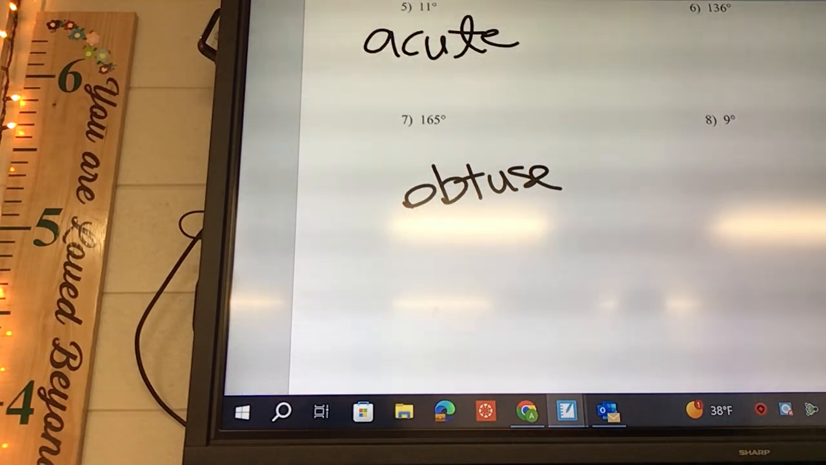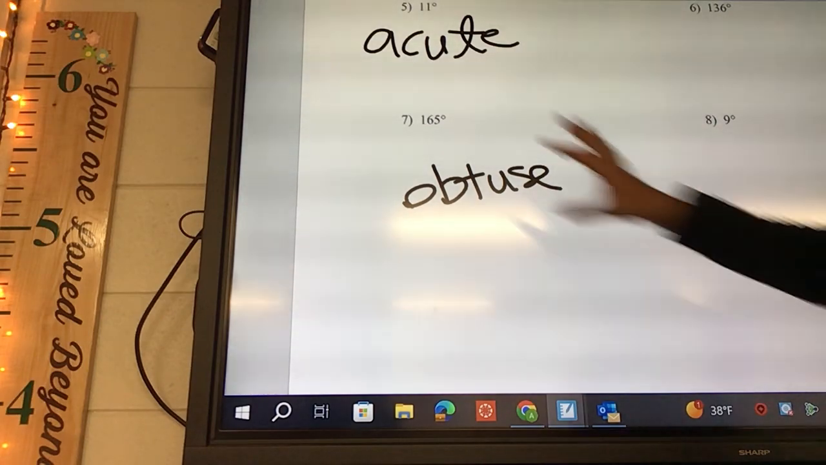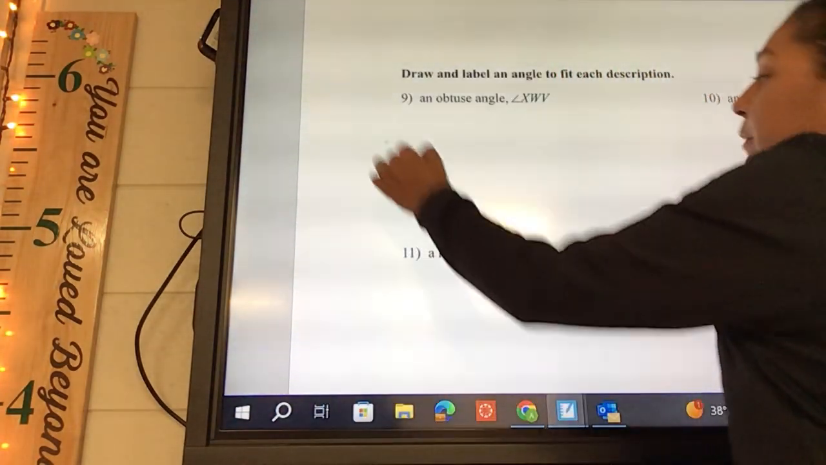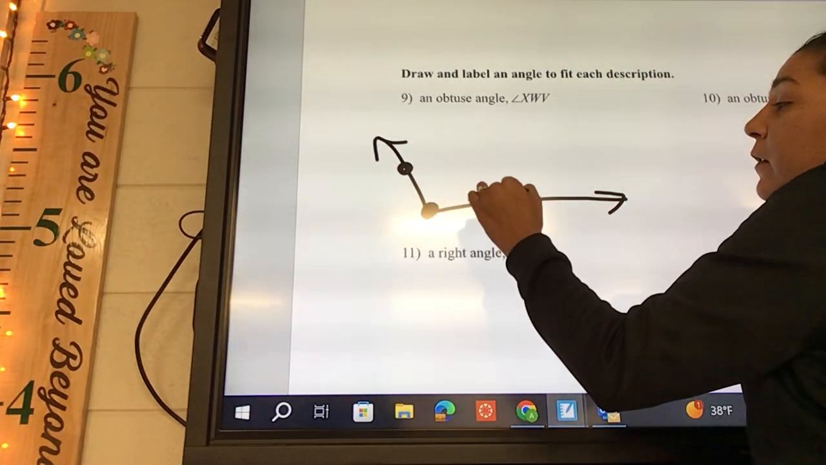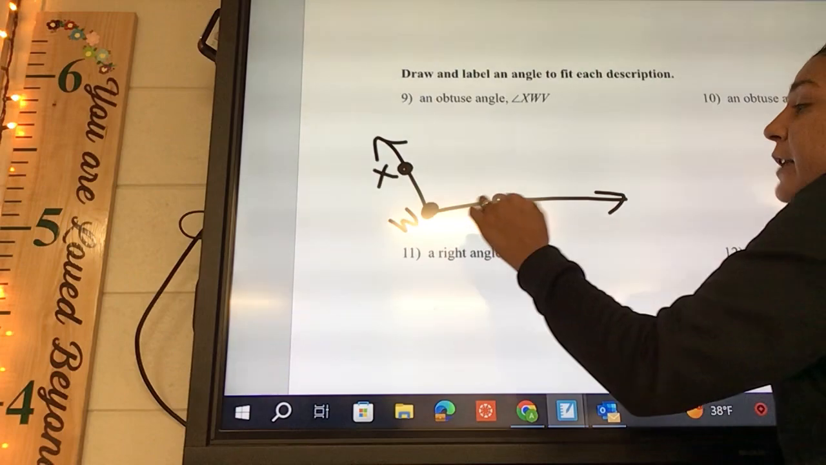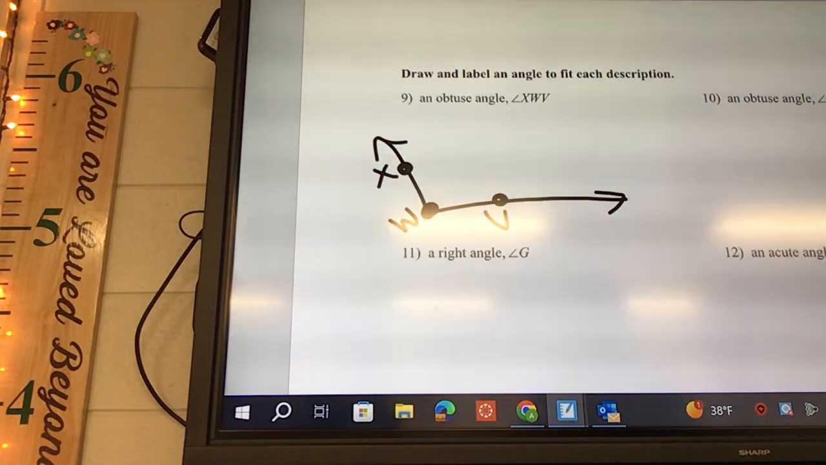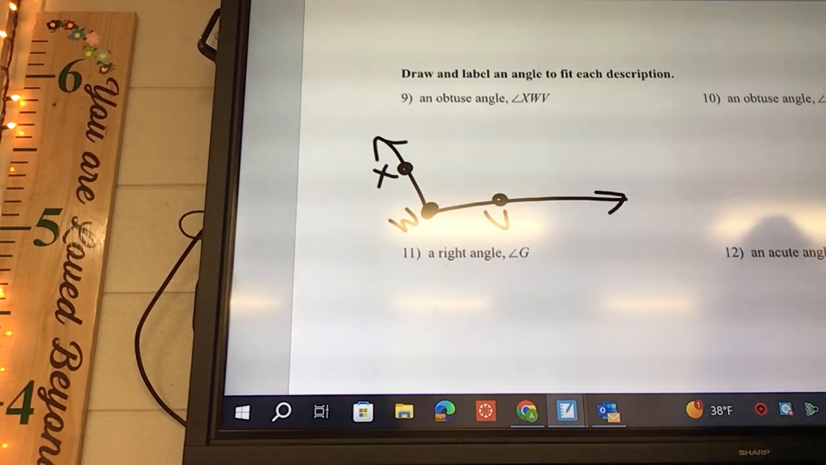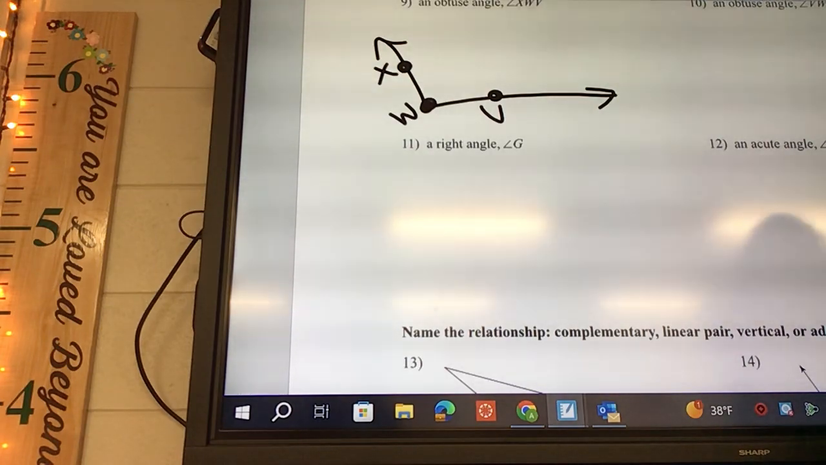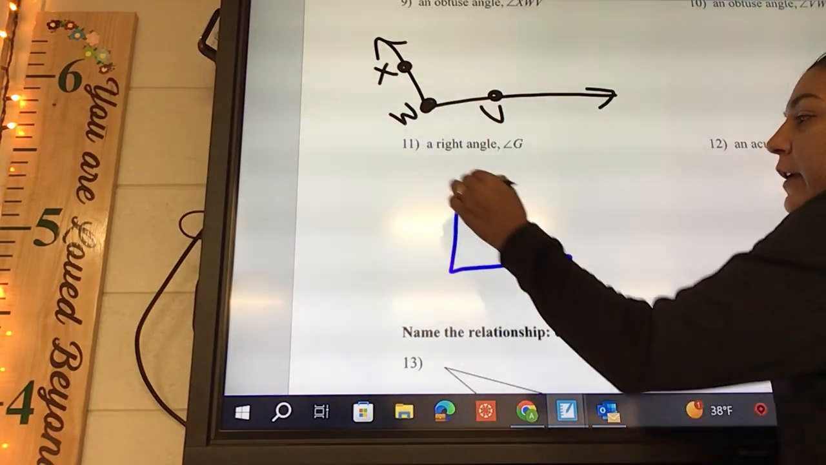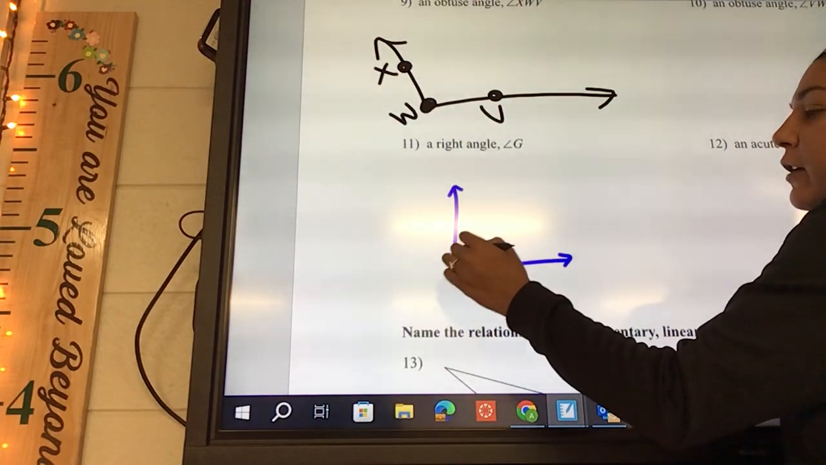Okay, draw and label each angle to fit the description. So we need an obtuse angle, and what's got to go here in the middle? W. Okay, and we can say X, V for the other ones. What is the W called? What's a fancy word? The vertex. Okay, 11, we're going to draw a right angle. We need the square, and we're going to call it G.